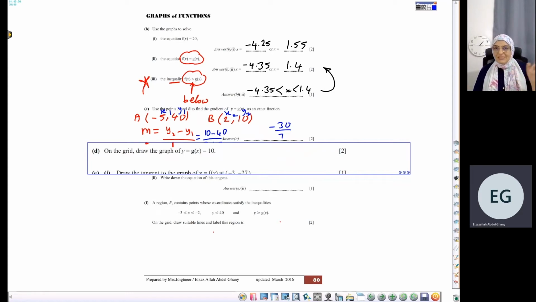But of course, we'll take points A and B. It will help me a lot. From point A, you drop minus 10. From point B, you drop also minus 10, then connect. This is the line which is g of x minus 10. I'll show you.